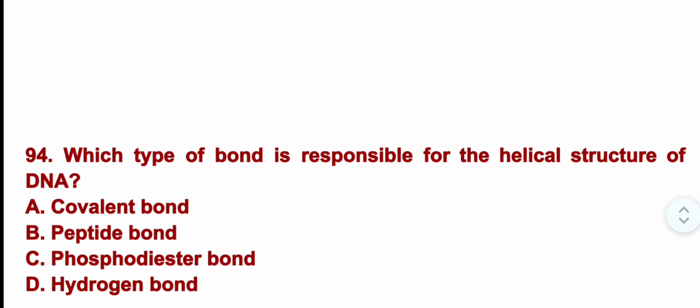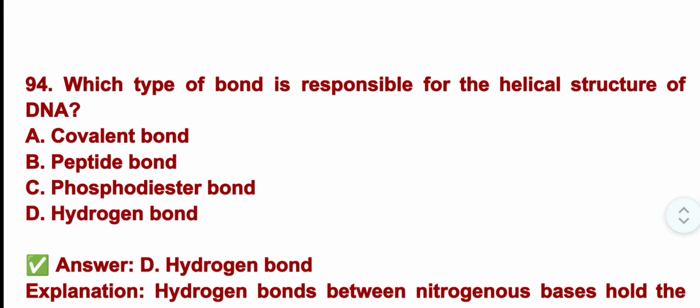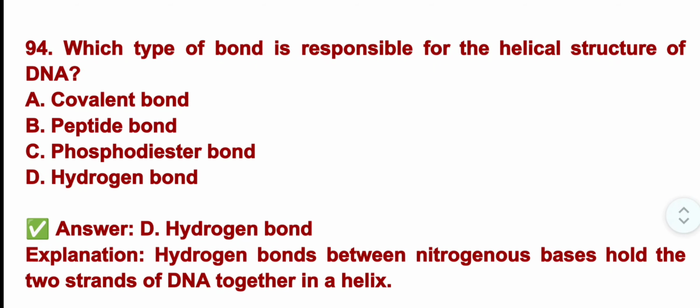Question number 94. Which type of bond is responsible for the helical structure of DNA? The correct option is option D, hydrogen bond. Hydrogen bonds between nitrogenous bases hold the two strands of DNA together in a helix. But the two helices are held in position by the phosphodiester bond.